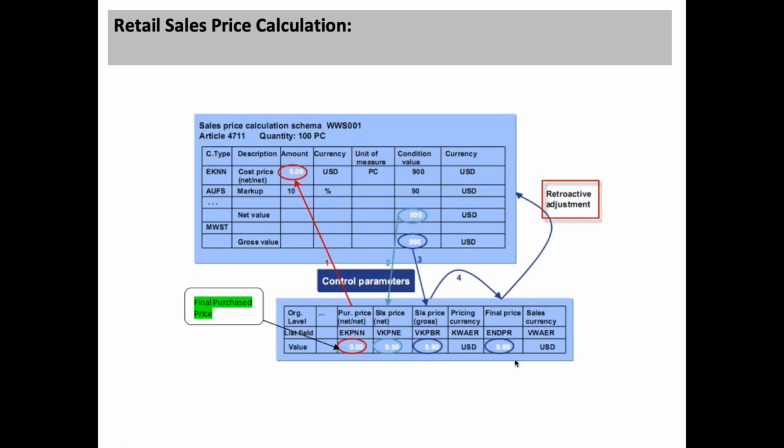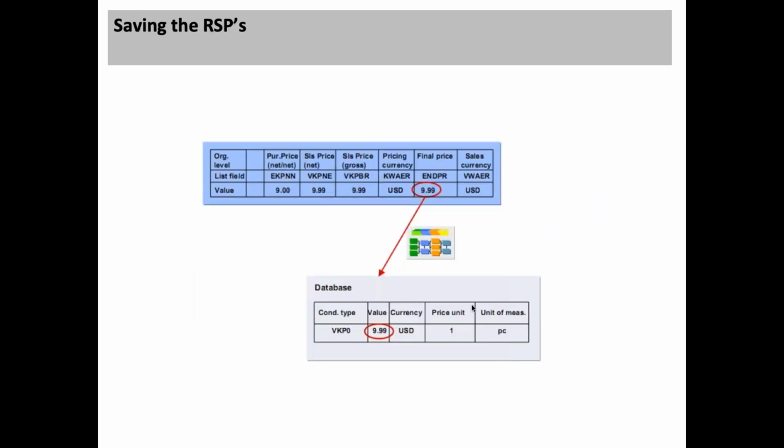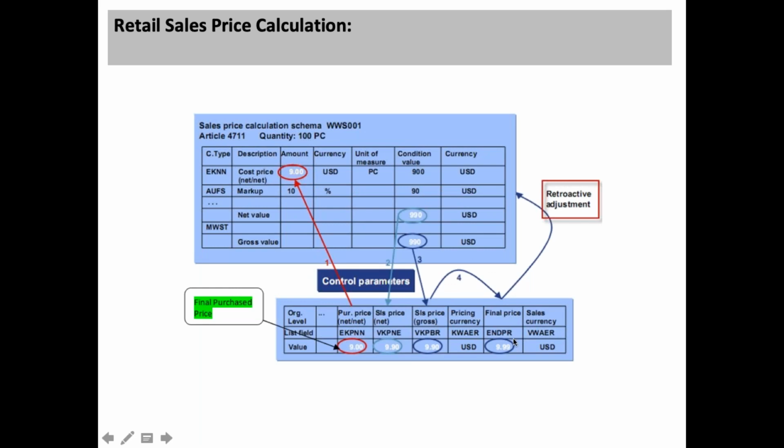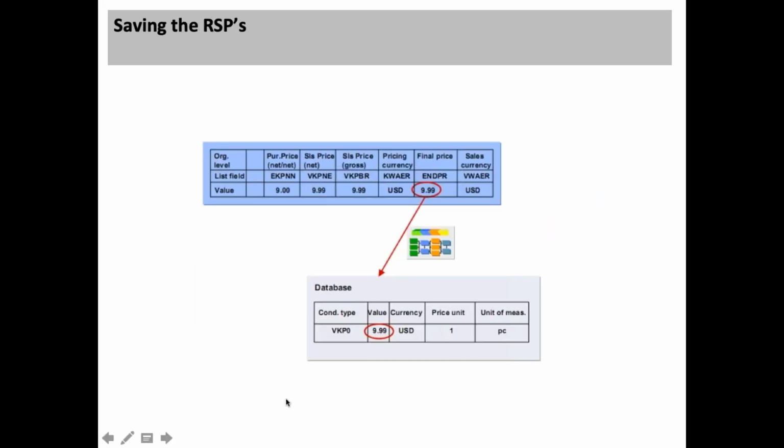Is it confusing or clear? No, it is clear. Okay, so once that sales price is created, it has to be saved in a database, correct? It needs to be saved in a price condition, and that is why, when you sell, that condition will be picked up. The condition in which it is stored is VKP0. This is the standard retail price condition type. Like PB000 for purchase, VKP0 is for sales. Clear? Yep.